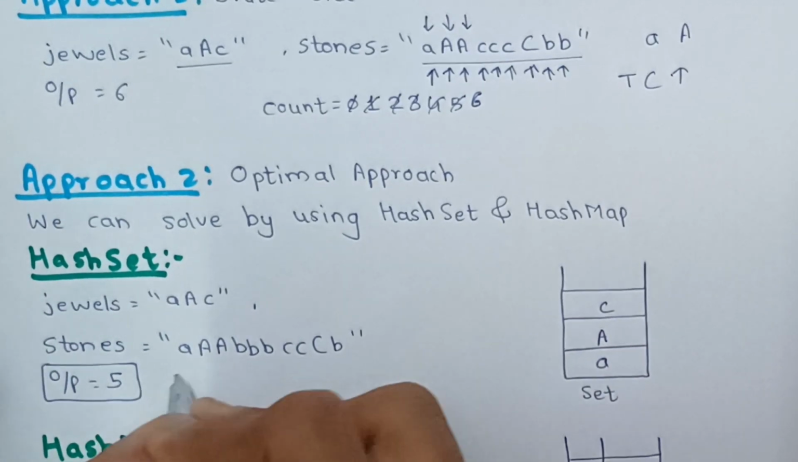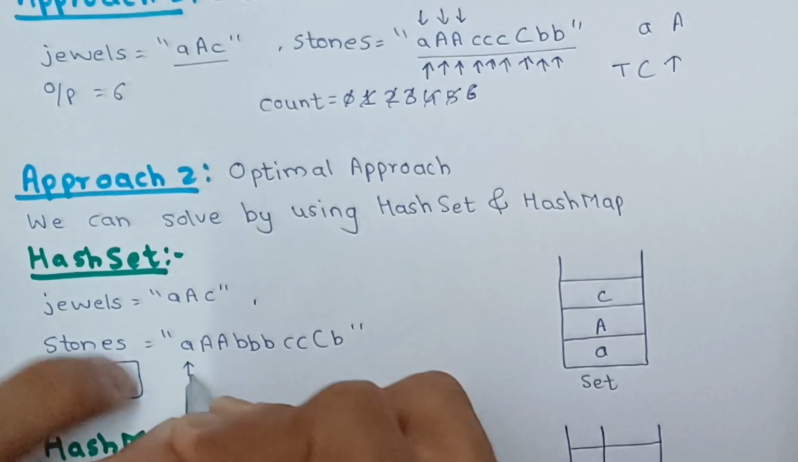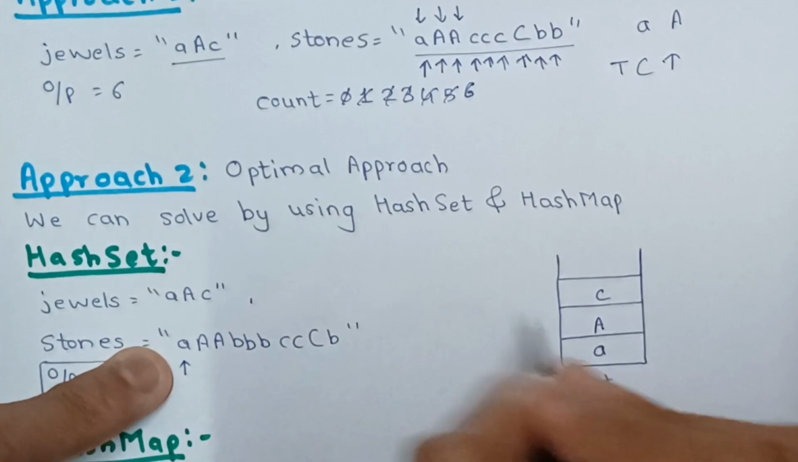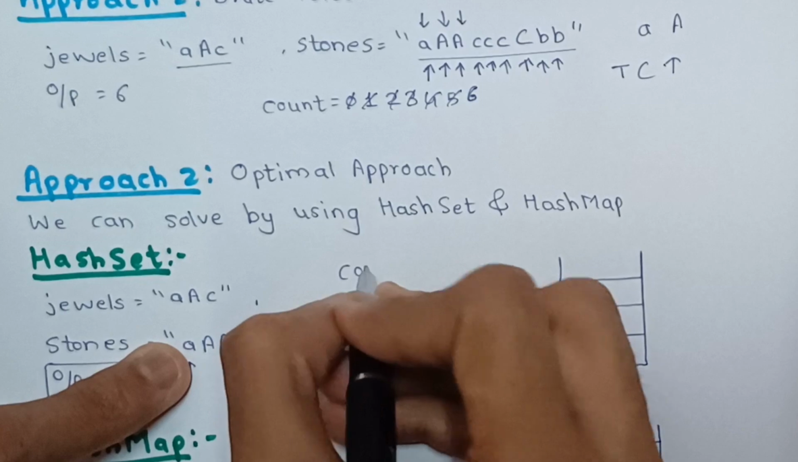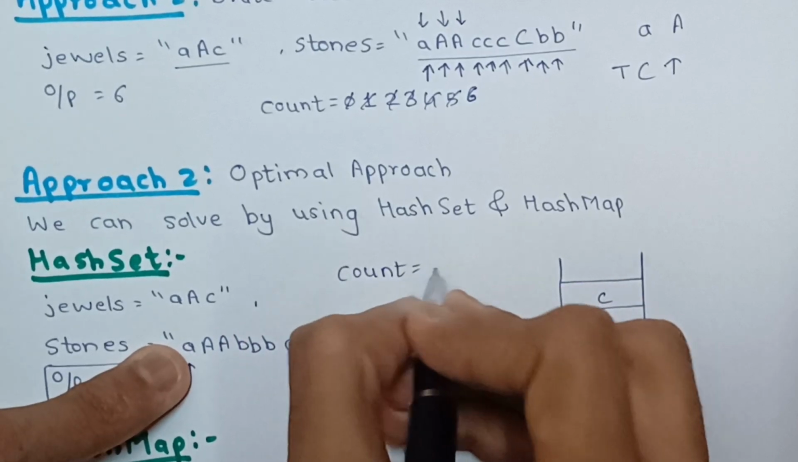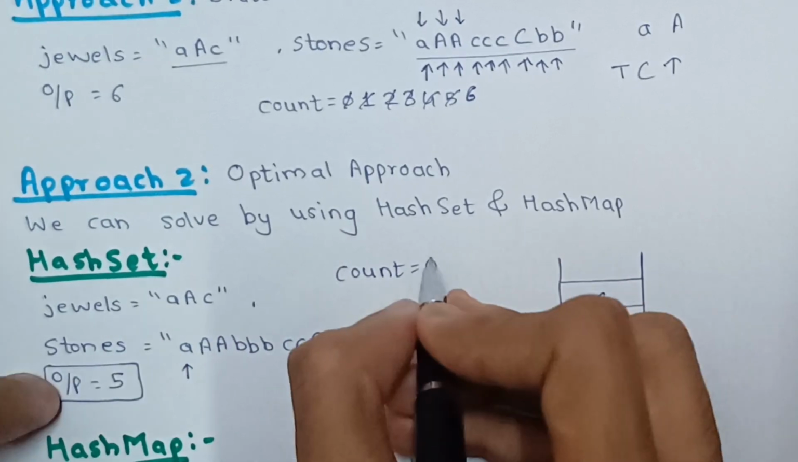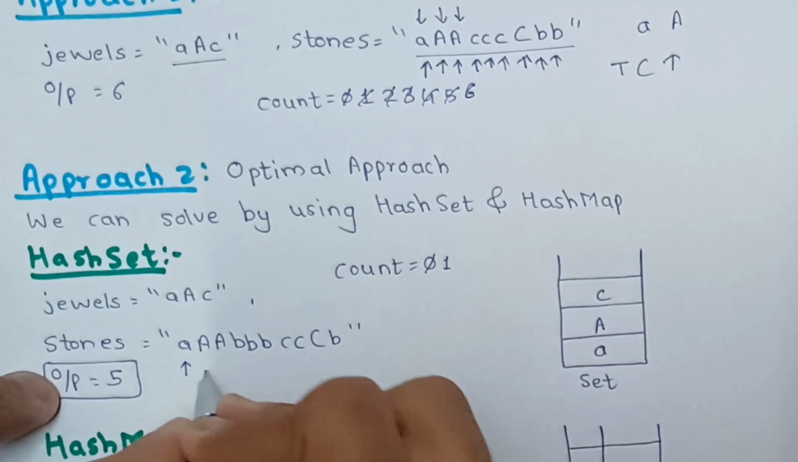Now we will traverse the stones string. Our pointer will be at a, and we will see whether our hash set contains that character. If it contains it, then we have to increment count. So count is incremented. First it is at 0 and count is incremented, it will come to 1. Now we will move to the next a.